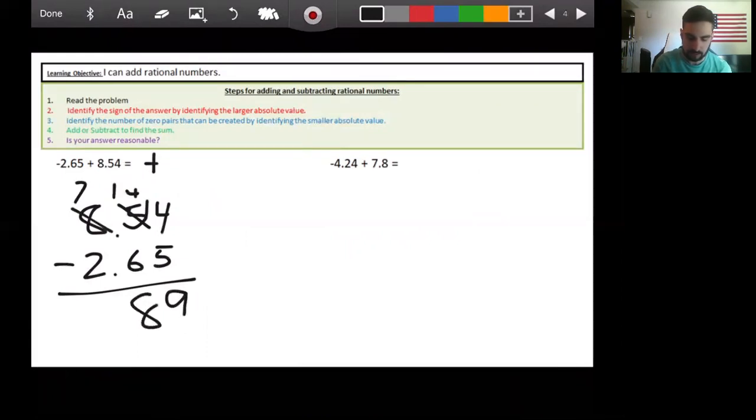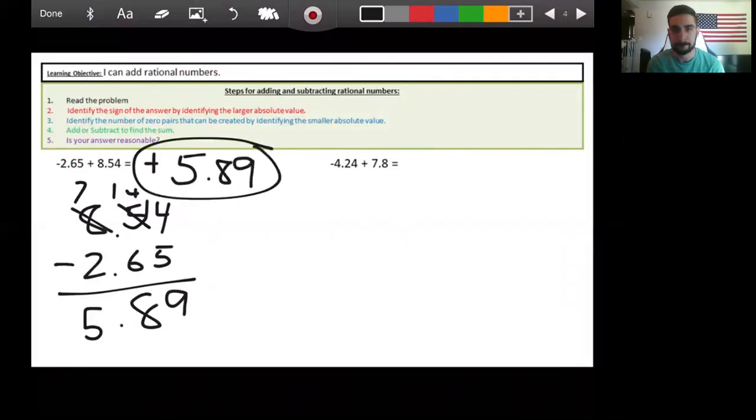Also, calculators are not allowed here, so we are going to be doing this all by hand to get +5.89. So the one on the right, same thing. Go ahead and pause your video and work on that one.